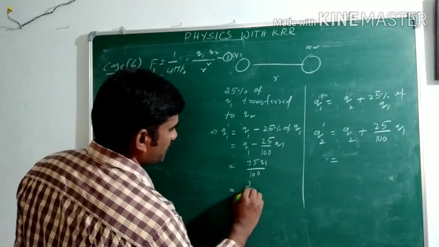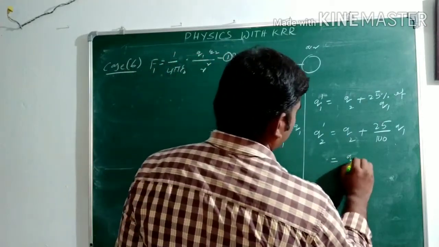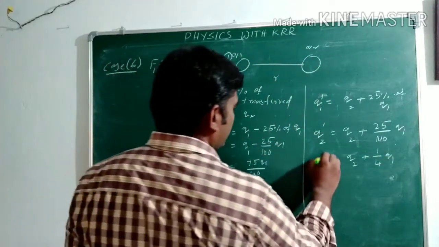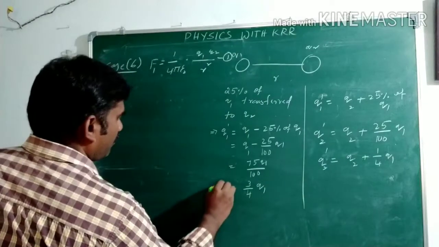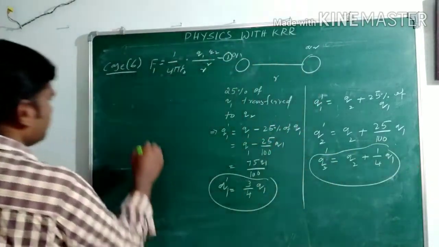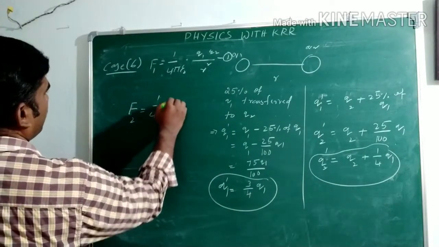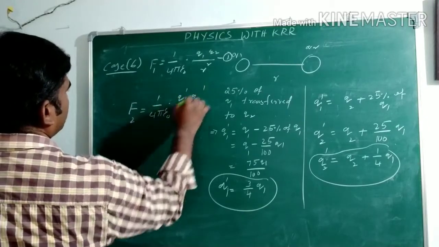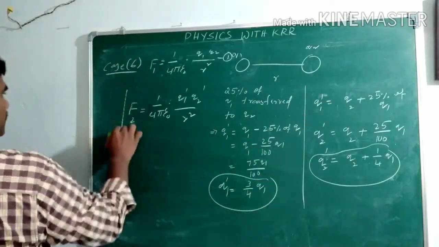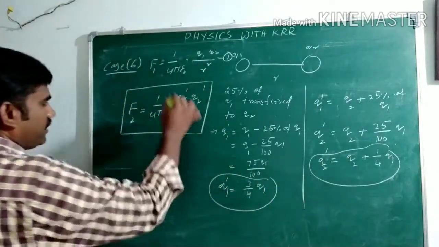So this will be 3 by 4 Q1. This is Q2 plus 1 by 4 Q1. We have to add this one. So this is Q2 dash. Now Q1 dash is this much, Q2 dash is this much. Now the force becomes F2. F2 is equal to 1 by 4 pi epsilon naught Q1 dash Q2 dash by R square. So here charge is transferred between the charges. Now we need to substitute Q1 dash and Q2 dash from here, then we can calculate the value of force.